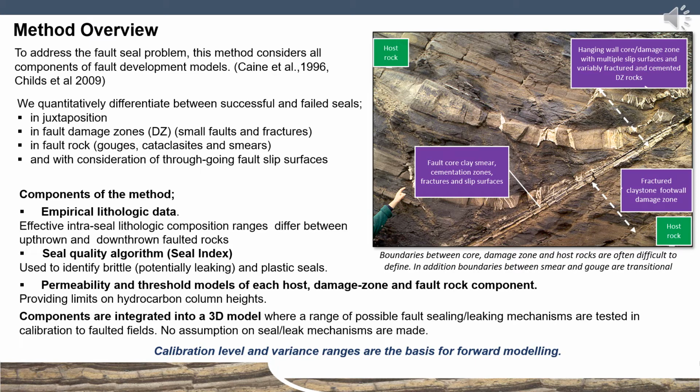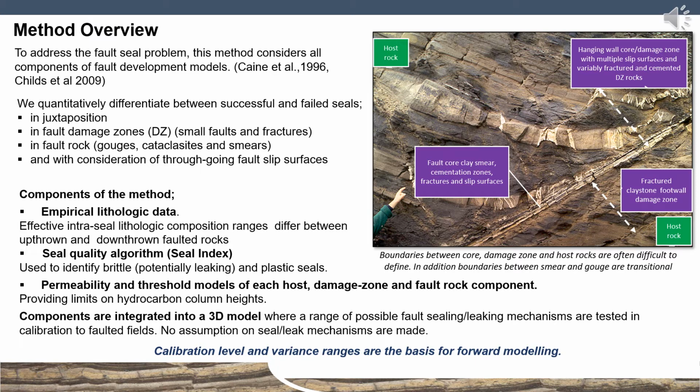The components of the method are firstly an empirical lithologic data set. We can demonstrate that effective inter-seal lithologic composition ranges differ between upthrown and downthrown faulted rocks, for example. The second component is the seal quality algorithm, the seal index, and this is used to identify brittle, potentially leaking and plastic seals. And thirdly, we have a permeability and threshold model for each host and fault rock component, and this provides the limits on the hydrocarbon column heights.